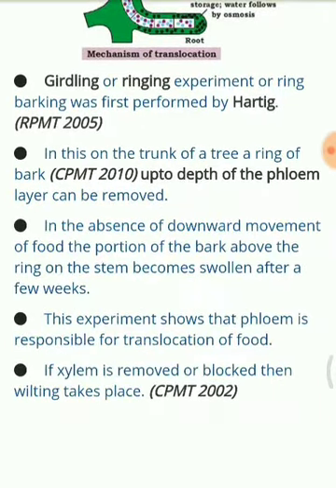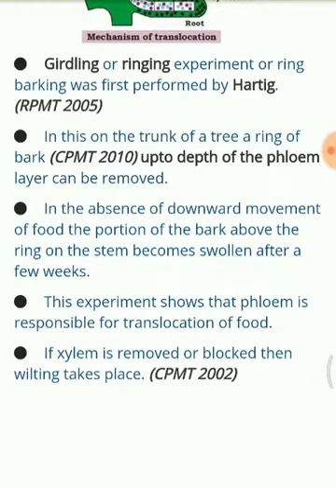The girdling or ringing experiment, or ring barking, was first performed by Harding. On the trunk of a tree, a ring of bark, up to the depth of the phloem layer, is removed. In the absence of downward movement of food, the portion of bark above the ring on the stem becomes swollen after a few weeks. This experiment shows that phloem is responsible for transportation of food. If xylem is removed or blocked, then wilting takes place.